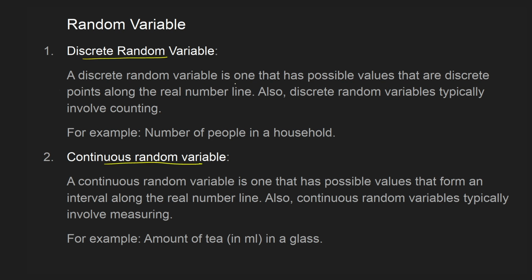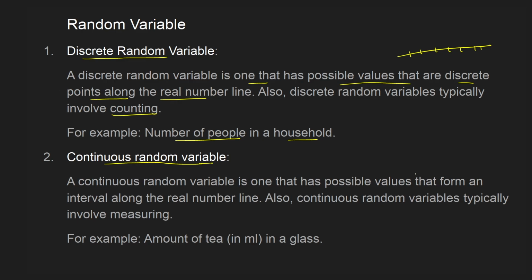A discrete random variable is a variable which has possible values that are discrete points along the real line. So a discrete random variable basically takes discrete or distinct values on the real line, and it involves counting. Suppose the number of people in a household, or the number of balls in a box, or the number of people in a classroom, etc. Okay, and the second is continuous random variable.